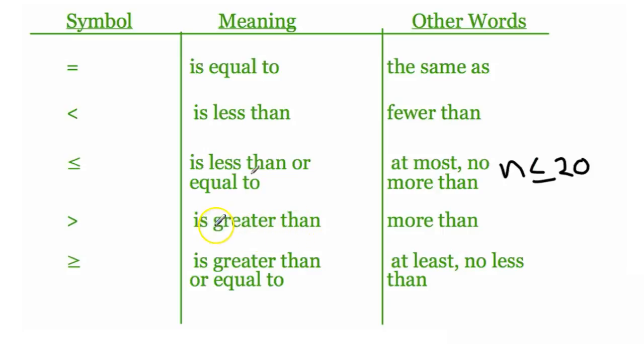On the other hand, we have "is greater than" and "more than." That one's pretty obvious. This one also freaks people out over here. Greater than or equal to. If I say "at least" or "no less than." So if I say I want no less than 100 A's, no less than 100 A's, that means I can have 100 or more, but no less. So this number has to be greater than or equal to 100.